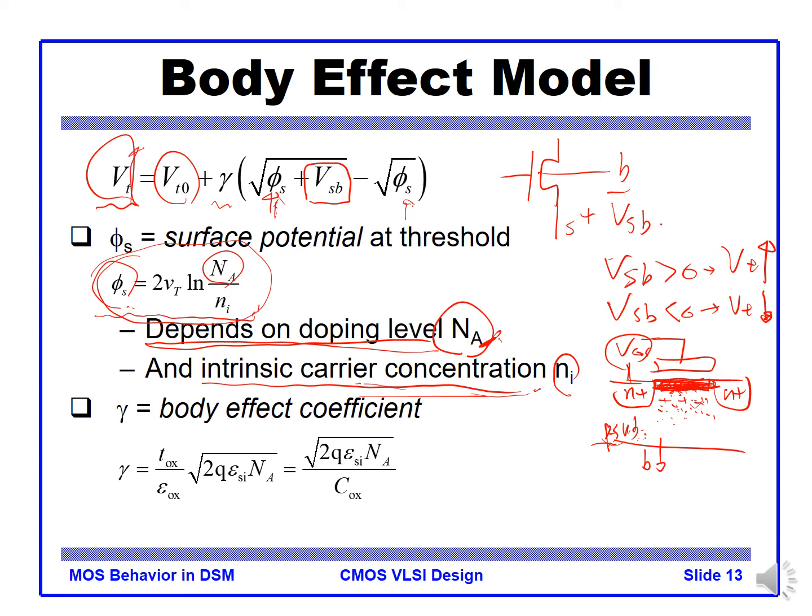The gamma, the body effect coefficient, can also be defined like that, with Na here. This gamma also increases, right? So Vs goes up and gamma goes up, so overall VTH will go up with the doping.